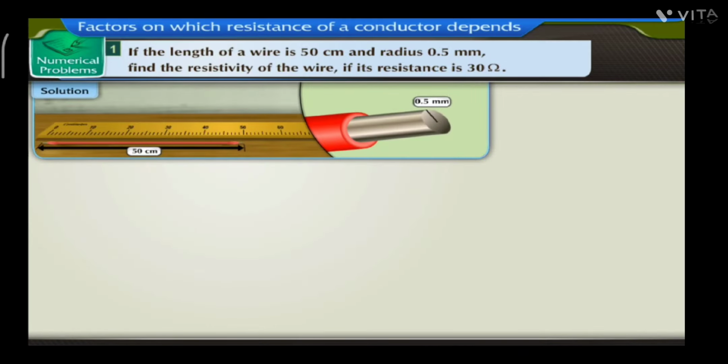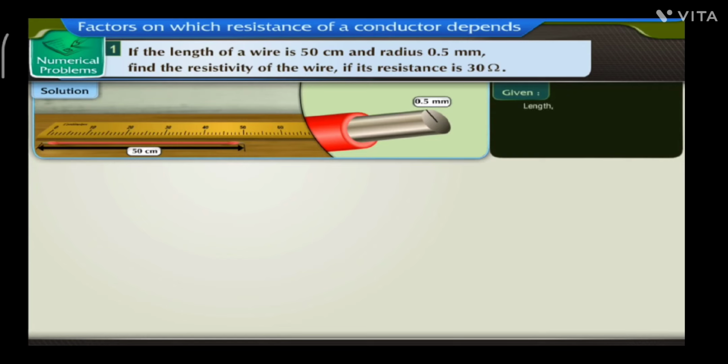Solution. Let us first write the given data in proper units. Length L is equal to 50 centimeters, equal to 50 into 10 raised to minus 2 meters. Radius r equal to 0.5 millimeter, equal to 0.5 into 10 raised to minus 3 meters, equal to 5 into 10 raised to minus 4 meters. Resistance R is equal to 30 ohm. We want to find the resistivity of the wire.